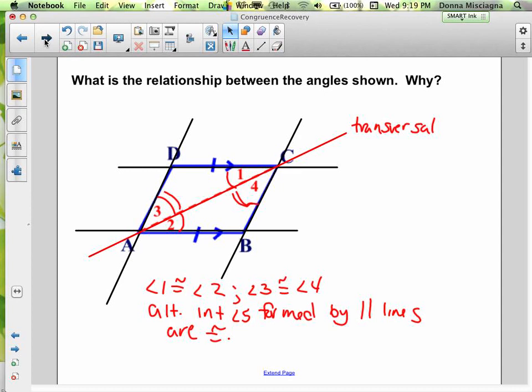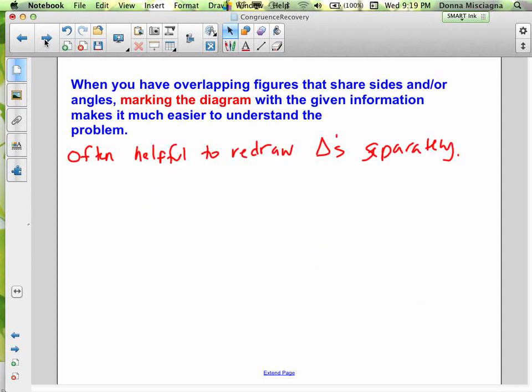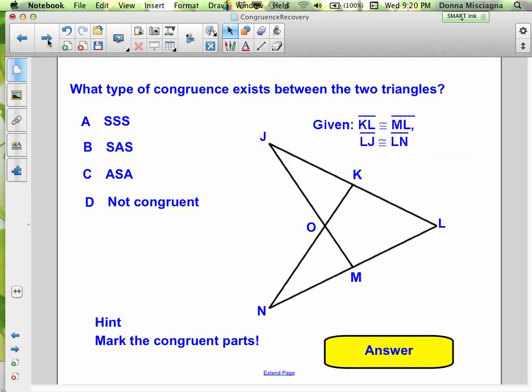And next page. When you have overlapping figures that share sides and/or angles, marking the diagram with the given information makes it much easier to understand the problem. Often it's also helpful to redraw the triangles separately so you don't get confused. When you have overlapping triangles, those triangles will create little triangles. So let's see what that looks like in this problem here.